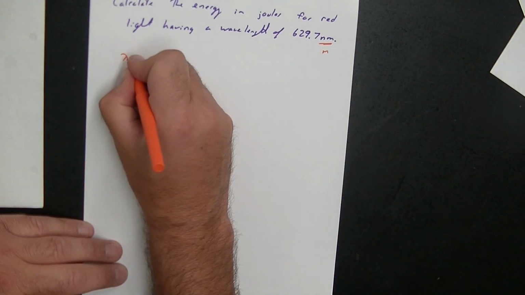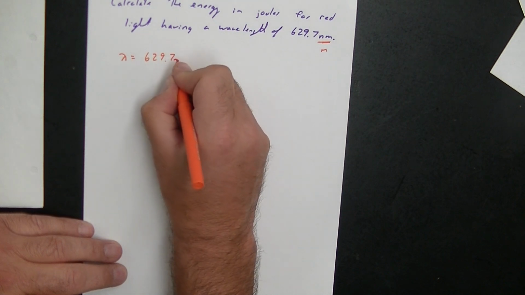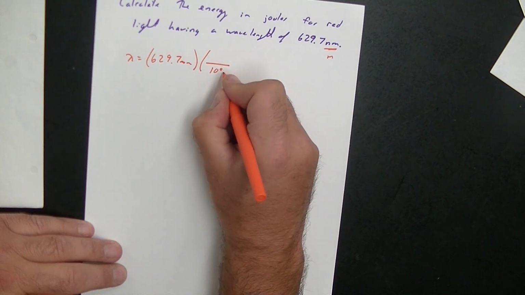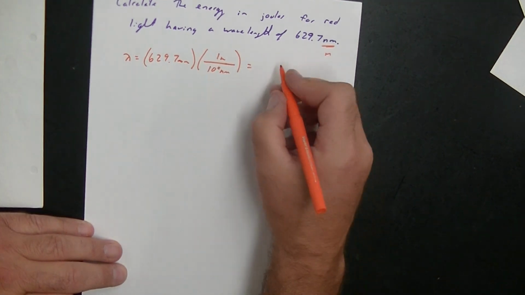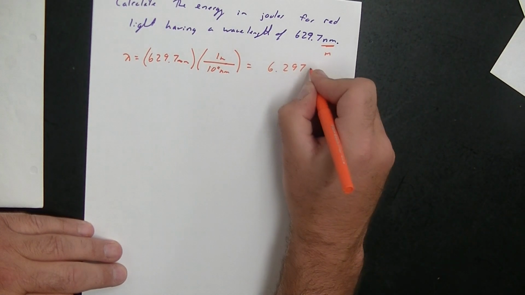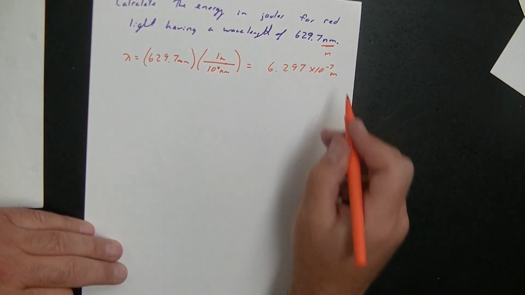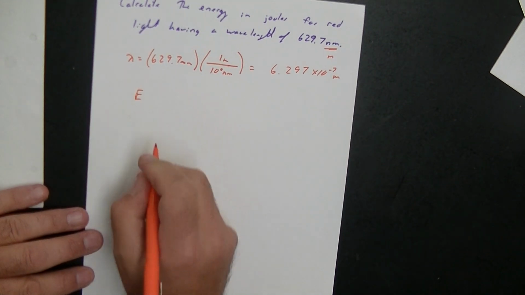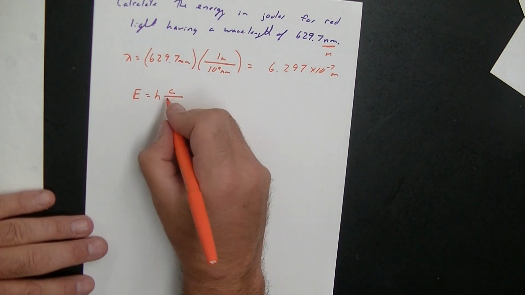So the very first thing we're going to do is convert this wavelength into meters. Our wavelength is 629.7 nanometers. 10 to the 9th nanometers is 1 meter. So we end up with 6.297 times 10 to the minus 7th meters. So now it's in the correct unit that I can actually substitute in. And I want to calculate the energy of that wavelength. So the energy is equal to Planck's constant times the speed of light divided by wavelength.